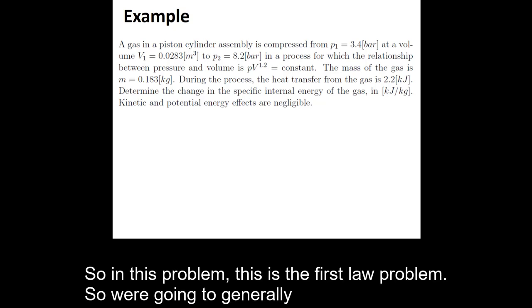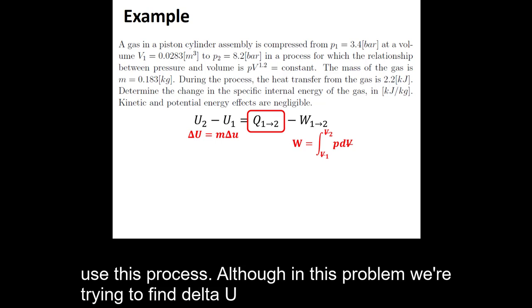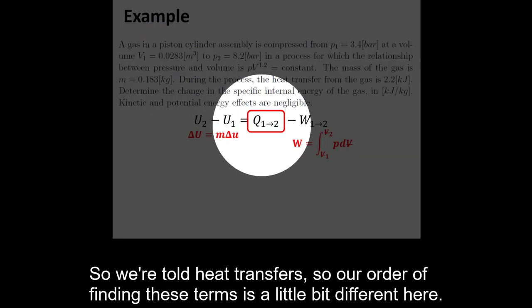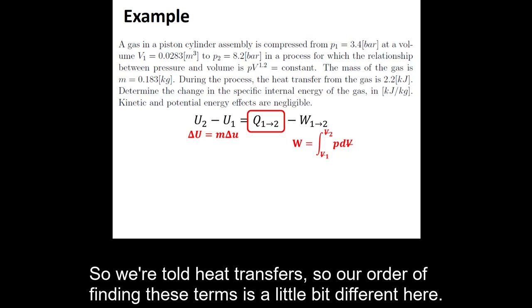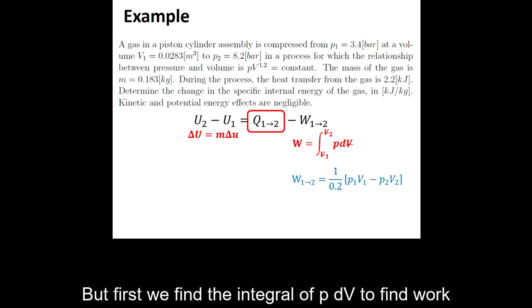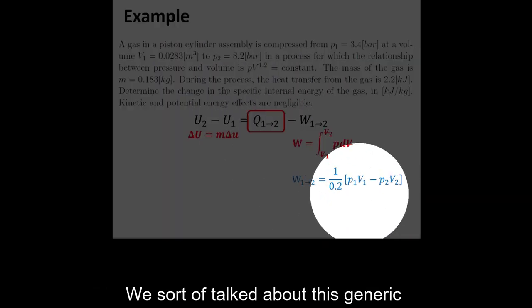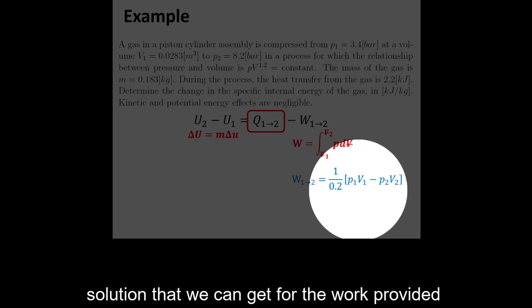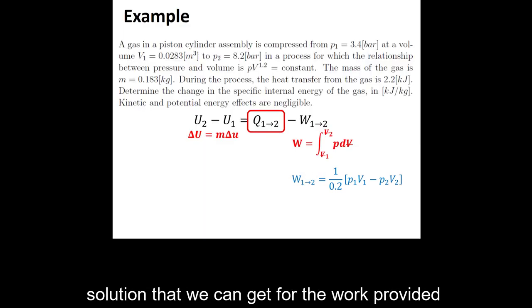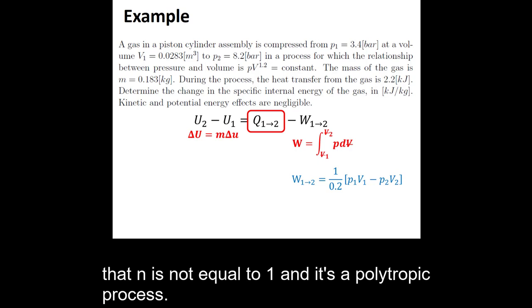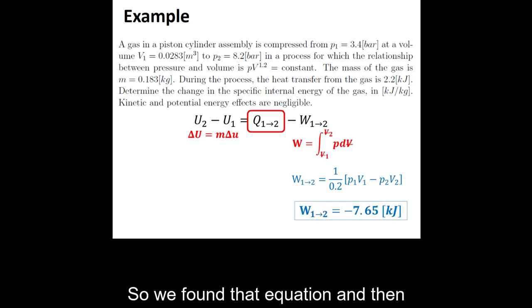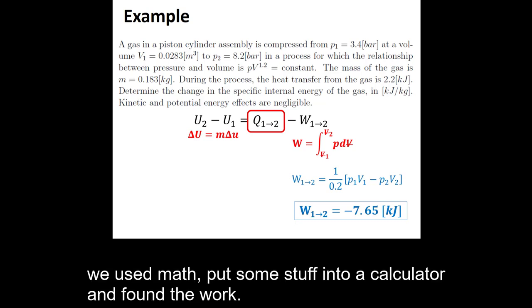So in this problem, this is a first law problem. So we're going to generally use this process, although in this problem, we're trying to find delta U. So we're told the heat transfer. So our order of finding these terms is a little bit different here. But first we find the integral of PdV to find work. We talked about this generic solution that we can get for the work provided that n is not equal to 1 and it's a polytropic process. So we found that equation, and then we put some numbers into a calculator and found the work.